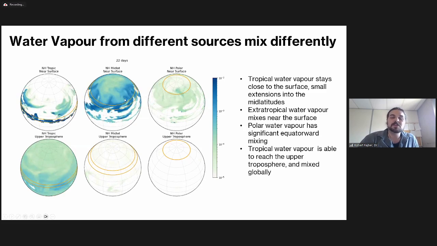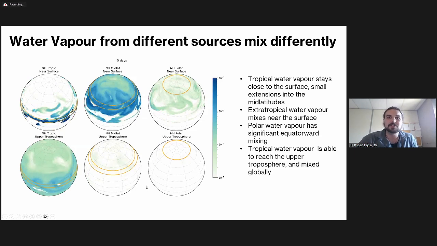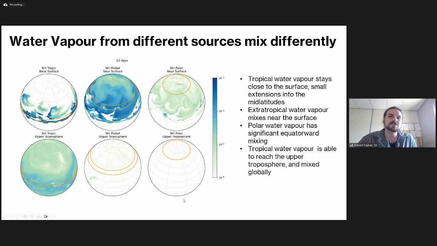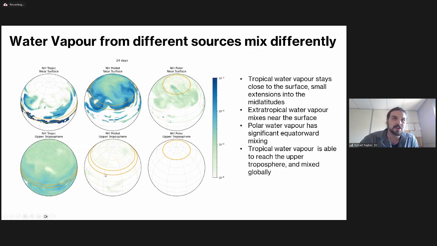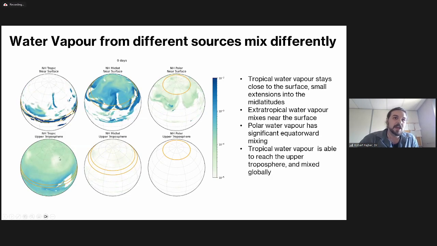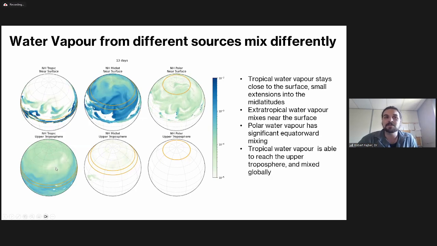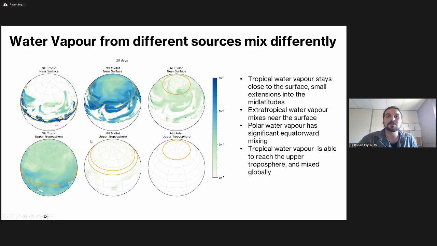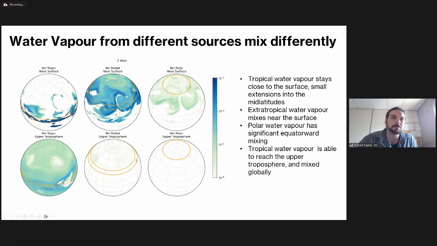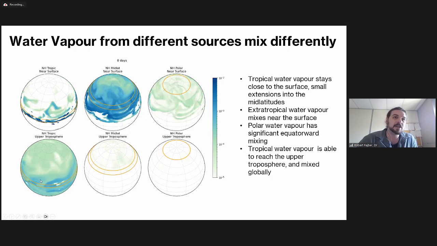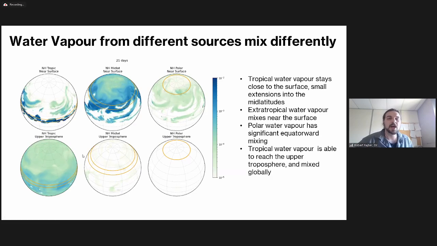And so this is near the surface, but the picture looks totally different if we look in the upper troposphere. The second row here at the bottom is showing an upper tropospheric slice. I think I picked around 230 hectopascals or so. And you can see now almost all of the water in the upper troposphere is coming from these tropical sources. So these mid-latitude sources and these polar sources are not able to really make it up to the upper troposphere. Instead, almost all of the water vapor is actually coming from the tropics.